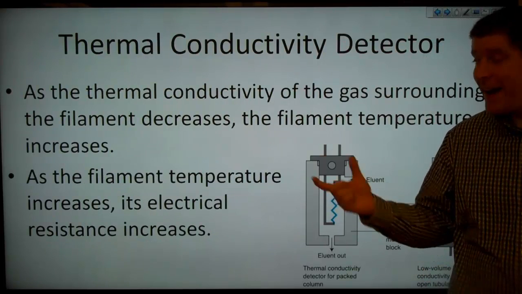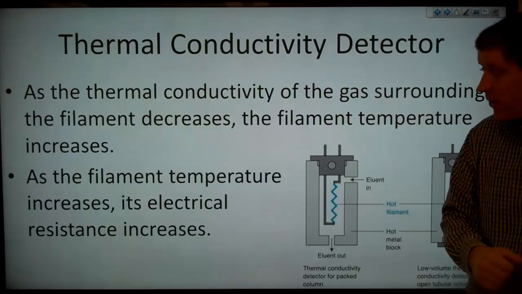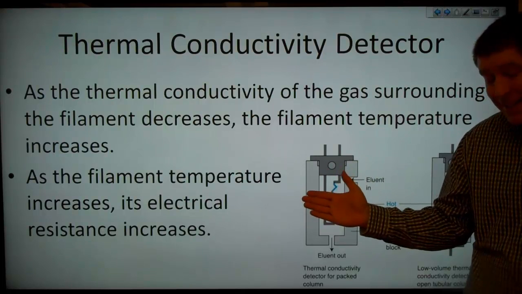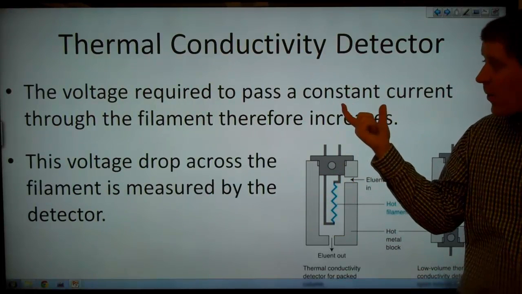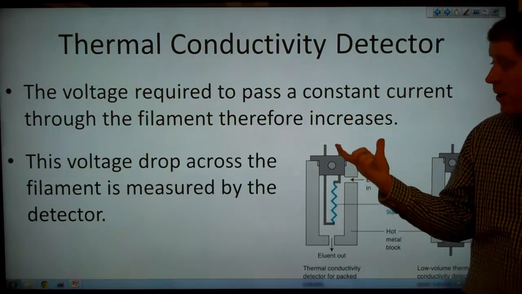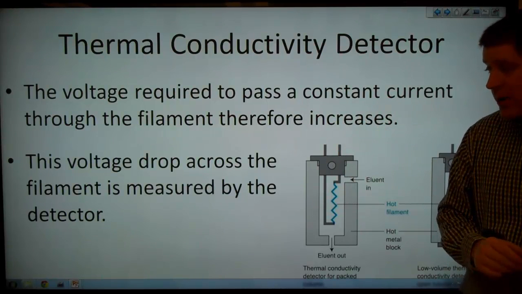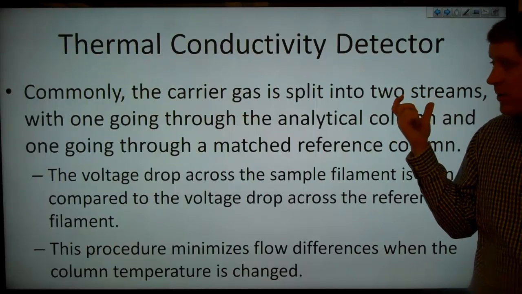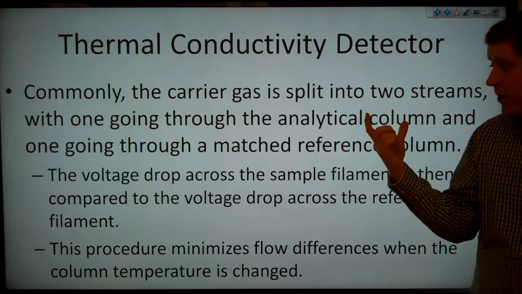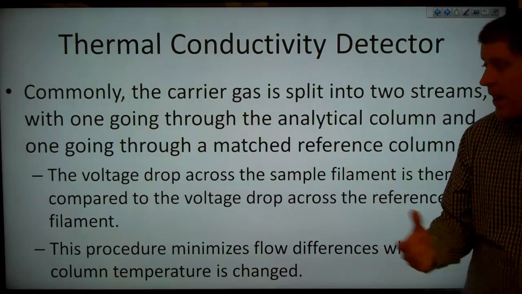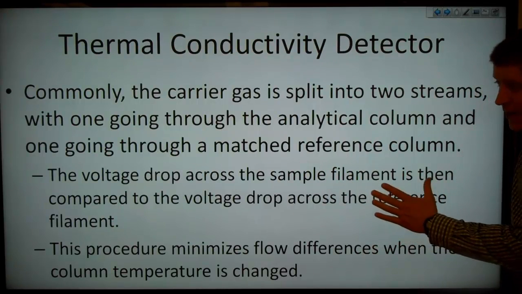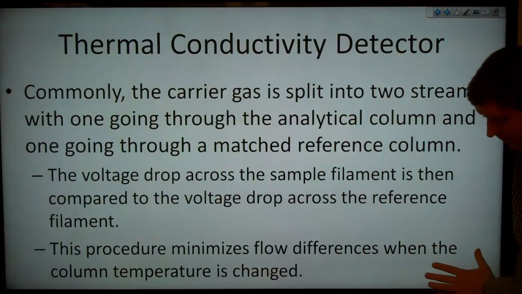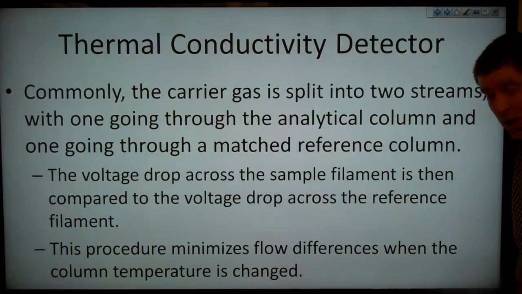of the mixture. And as the thermal conductivity of the gas surrounding the filament decreases, the filament temperature increases. And as the filament temperature increases, its electrical resistance increases. And this means that the voltage required to pass a constant current through that filament, therefore, increases. And this voltage drop across the filament is then measured by our detector. So commonly, the carrier gas is split into two streams, with one going through the analytical column and one going through a matched reference column. And the voltage drop across the sample filament is then compared to the voltage drop across the reference filament. And this procedure minimizes the flow differences when the column temperature is changed.